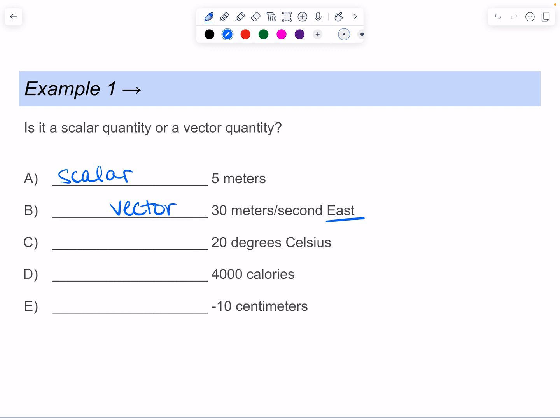20 degrees Celsius, no direction there. That's going to be a scalar quantity. 4,000 calories, again, no direction, so that's going to be a scalar quantity. Negative 10 centimeters. Now, you might think that's a scalar quantity because it's not east, west, north, south, forward, backward. But in physics, this negative sign does give me a direction. So that's going to be a vector quantity.